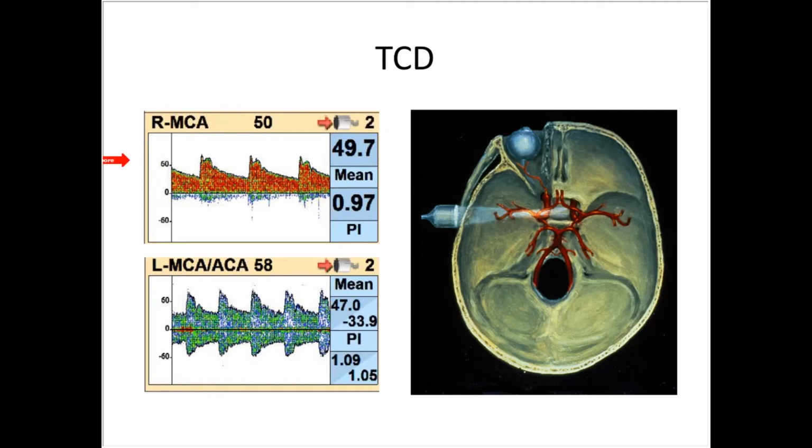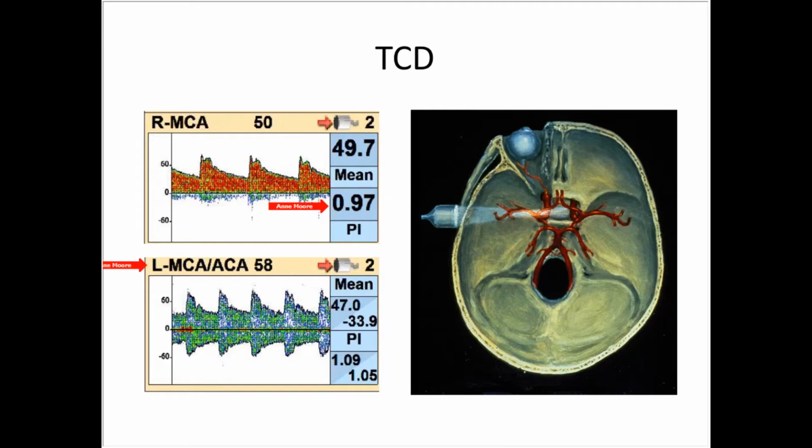And this is an example of a right middle cerebral artery at a depth of 50. And on this diagram, it's probably going to be about here. Flow is coming towards the probe and is above baseline. And baseline is delineated by the 0 on the scale on the left side of the waveform. And we can see that it's a normal velocity, it's 49.7, and the pulsatility is 0.97.